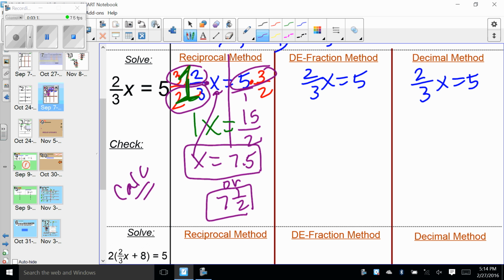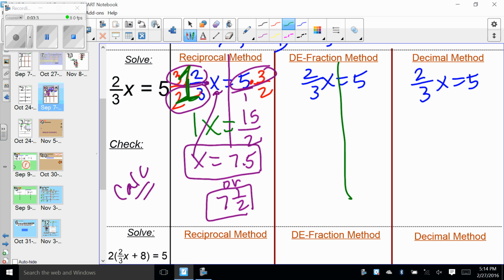It's where we take a fraction and we flip it to solve, because the opposite of multiplying by a fraction is division by its reciprocal. Or, I should say, the opposite of dividing by a fraction, is what I meant to say, is multiplication by the reciprocal. Okay, this next method is called diffraction.